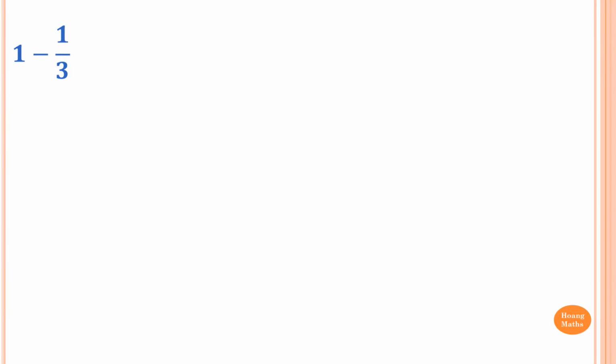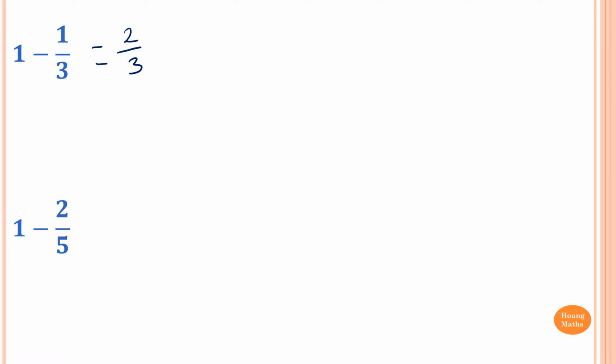1 minus 1/3. So this means that we have 3 parts. So 1, 2, 3. And then we take away 1 part. So this is 1/3. So we take away 1 out. So we're left with 2. So 2/3 left. So this is just 2/3.